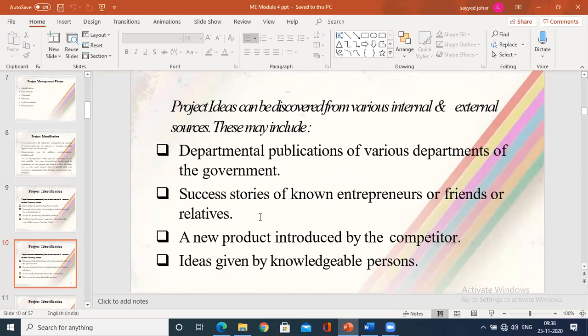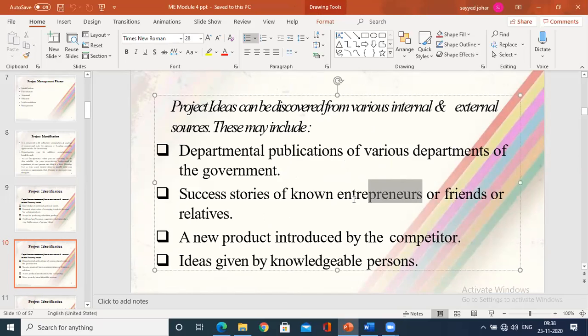Or a few of the journals and publications, and success stories of known entrepreneurs. Based on the success of known entrepreneurs, or friends, you can also get an idea.